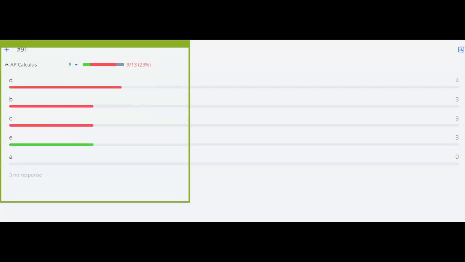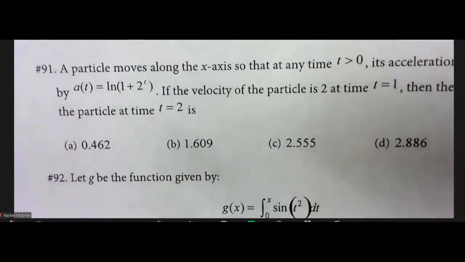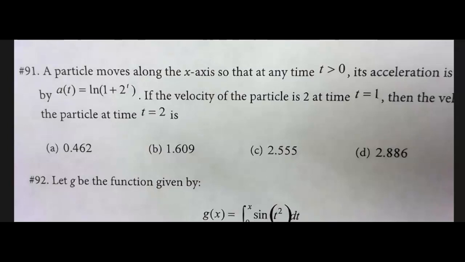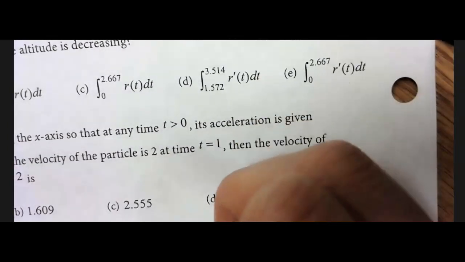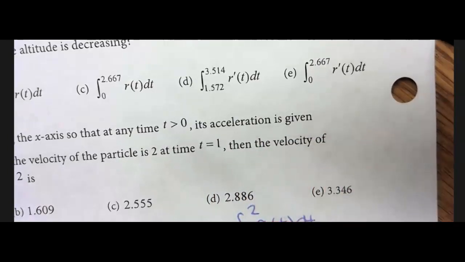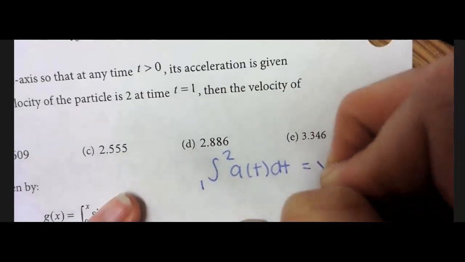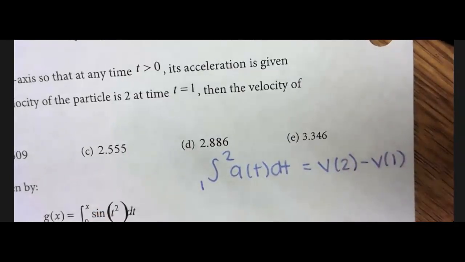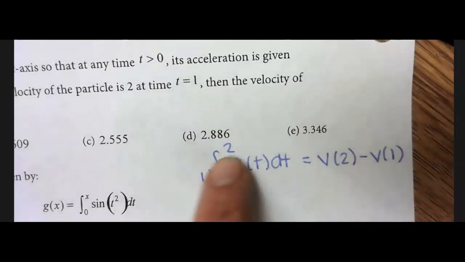Okay, number 3 or 91. Yeah. So it says the particle moves along the x-axis. Its acceleration is given. If the velocity of the particle is 2 at t equals 1, then the velocity of the particle at time t equals 2 is. This is FTC. So what you had to do for that problem is set up your integral from 1 to 2 of a of t dt, and then say that that was equal to v of 2 minus v of 1, because the antiderivative of acceleration is velocity, upper minus lower.